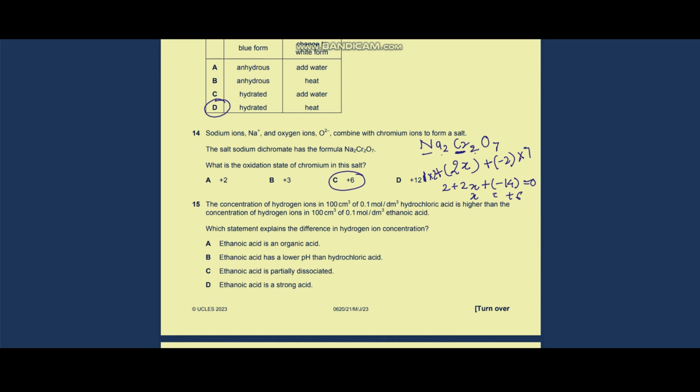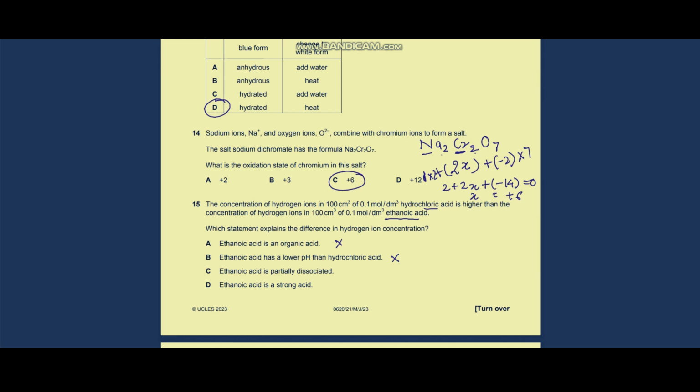The difference in the hydrogen ion concentration is because ethanoic acid is a weaker acid and hydrochloric acid is a strong acid. Ethanoic acid is an organic acid, that is correct, but it does not define the concentration. Ethanoic acid has a lower pH than the hydrochloric acid? No. If the hydrogen ions are low, the pH should be high.